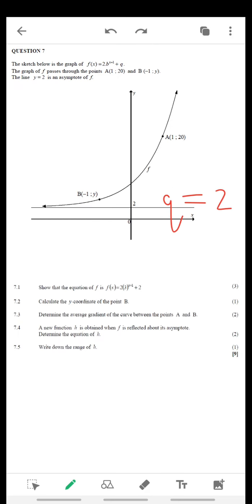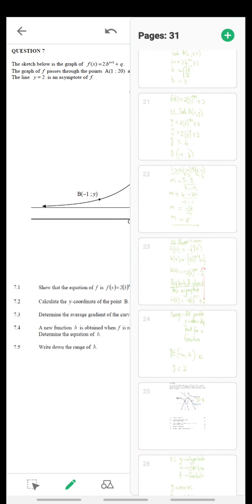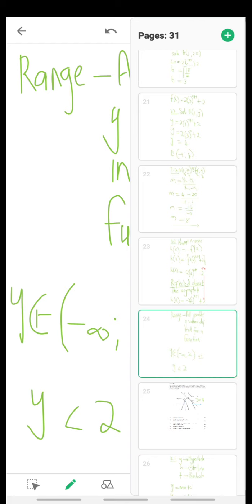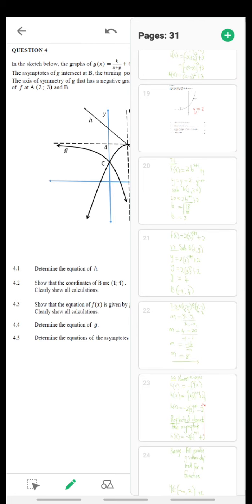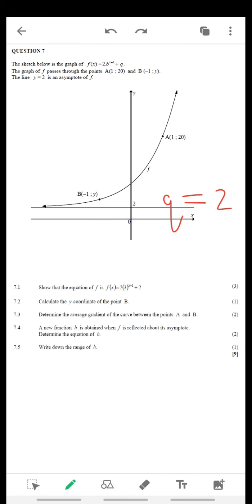Then, lastly, question 7.5 requires us to write down the range of h. What is the range? The range is all possible y values of a function that are defined for that function. All possible y values defined for a function form what we call a range. So in this case, I want to show you the reflection of f about the asymptote, which is h, would look something like that.